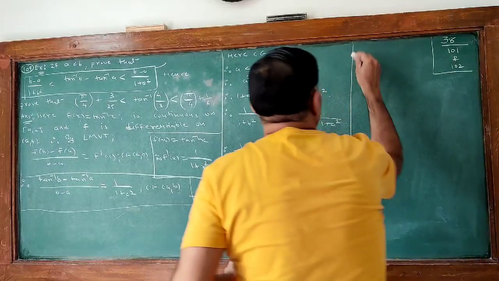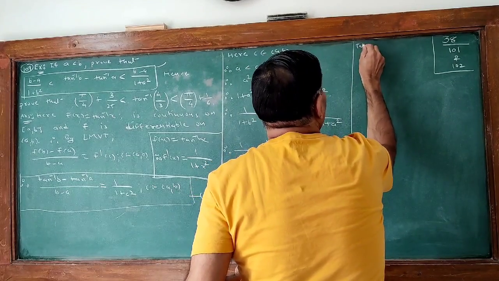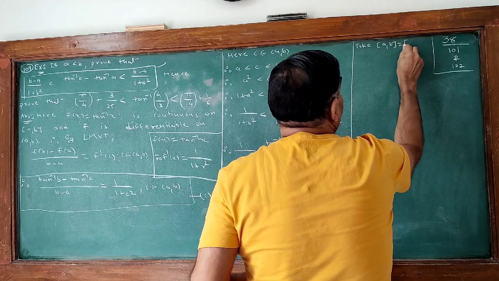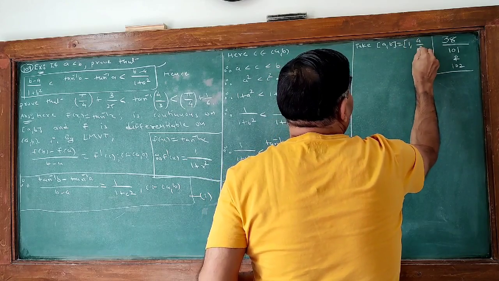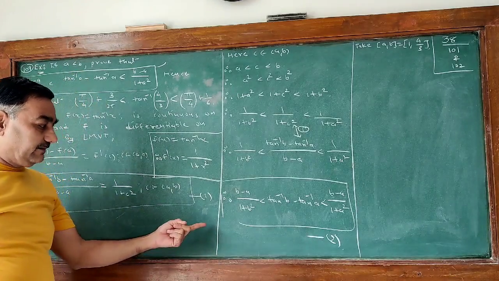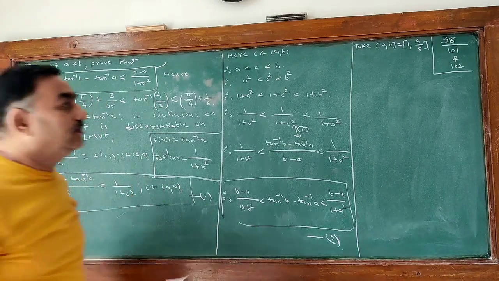Take a, b equal to 1, 4 by 3. So now we apply it over equation number 2.